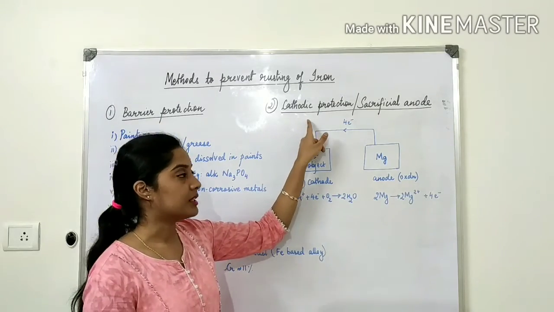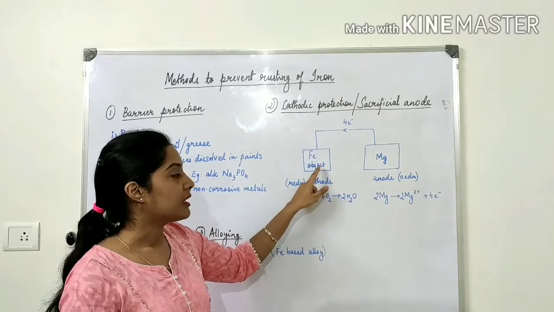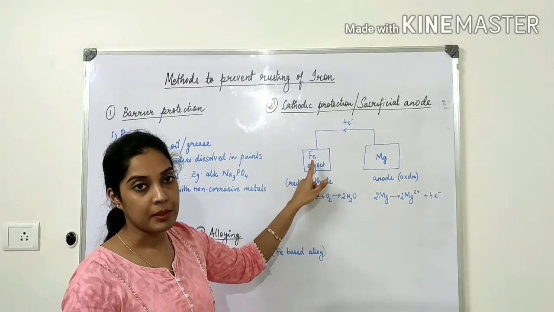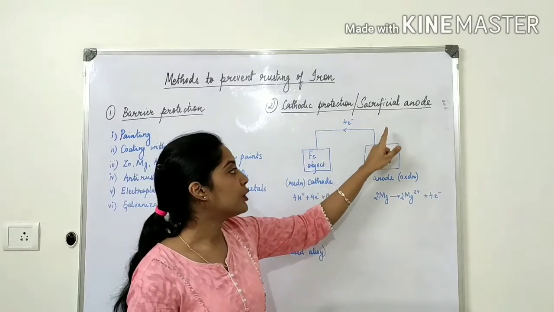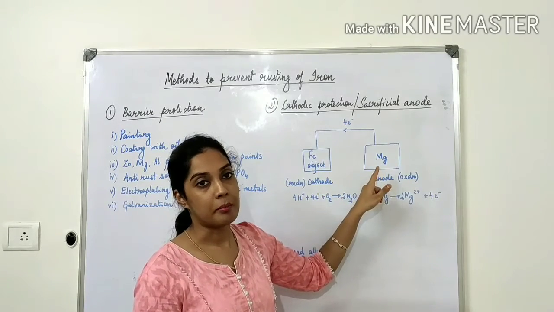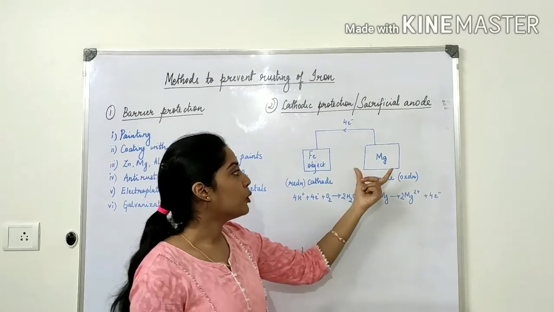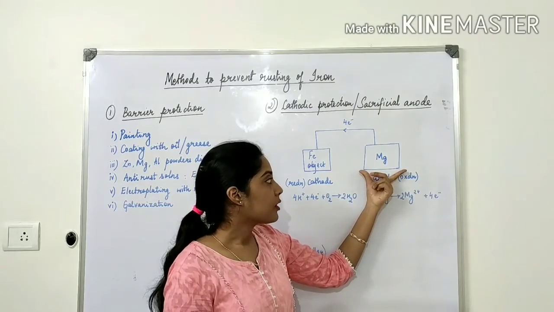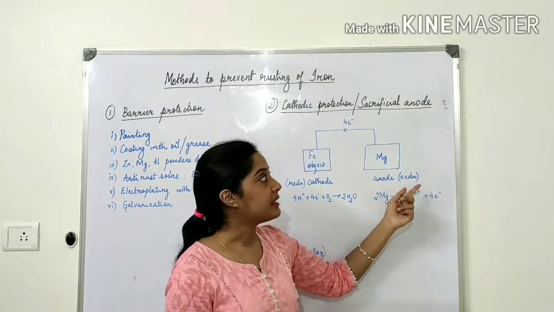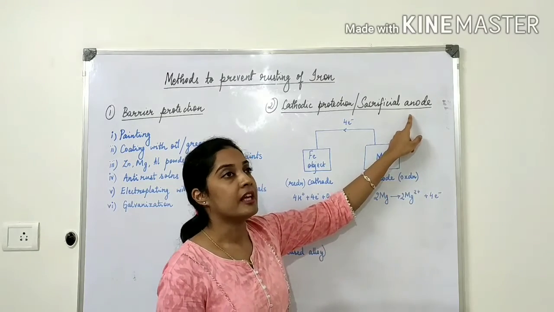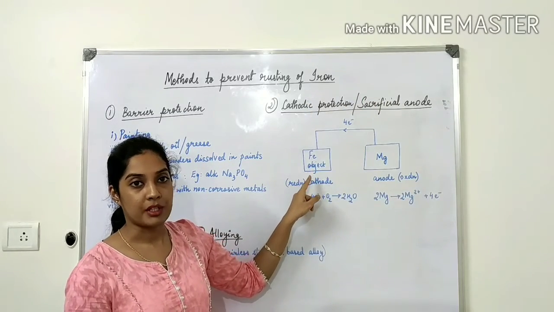The second method is cathodic protection, in which the iron object, like an underground pipe, tank or ship, is connected to a more electropositive metal like magnesium or zinc. The more electropositive metal will act as the anode, where oxidation takes place, and it sacrifices itself in order to protect the cathode, which is the iron object.